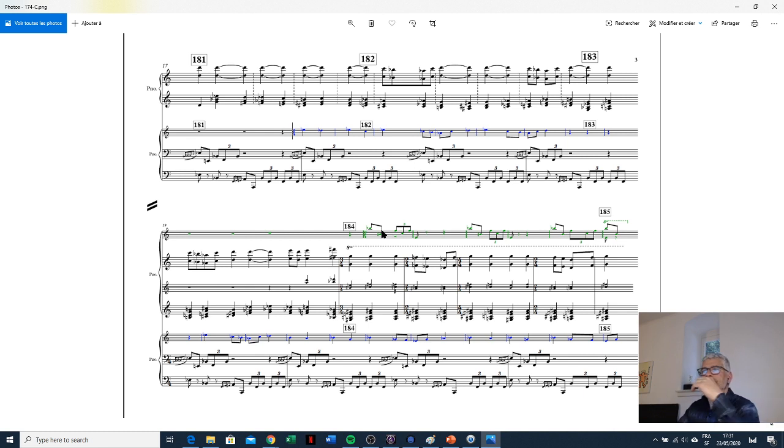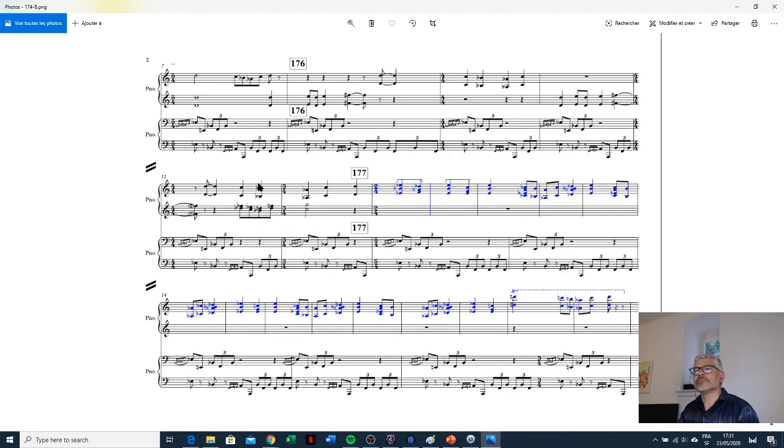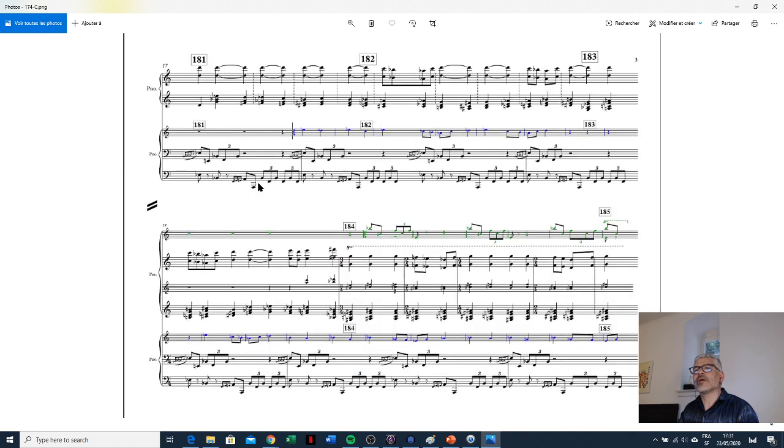Now, very, very interesting polymetric activity here. Did it start in 181?